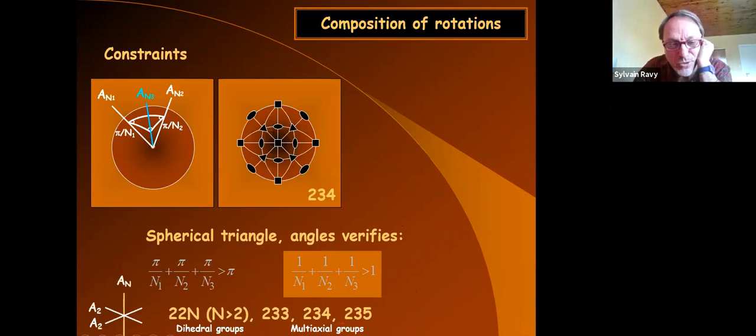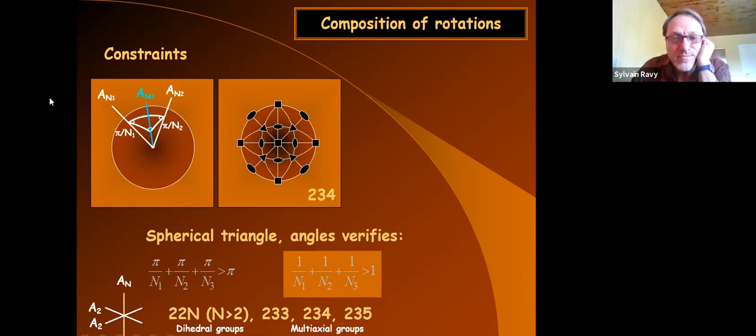This is because you have an n-fold axis of symmetry, for example vertical here, and 2n two-fold symmetry axes normal to this axis. So these are called dihedral groups. And then we have multi-axial groups, and we have only 3 possibilities: 2, 3, 3; 2, 3, 4; and 2, 3, 5. And I will show you what it represents.